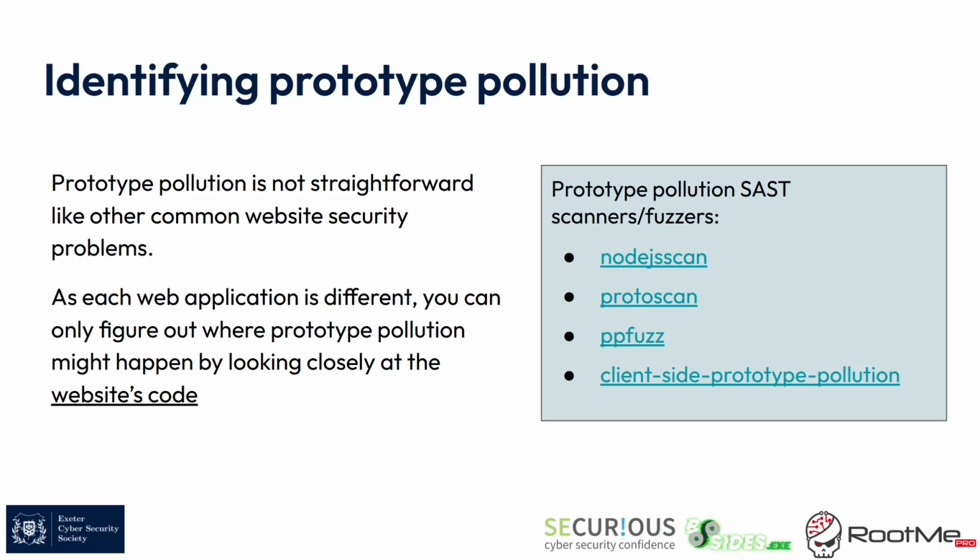So TryHackMe has also linked several prototype pollution static code analysis scanners and also fuzzers. So one way that you can detect if prototype pollution might be a vulnerability in your web application is you can use these fuzzers, where they would try a whole bunch of prototype object combinations to try and figure out if your web application is subject to prototype pollution. Is that clear?